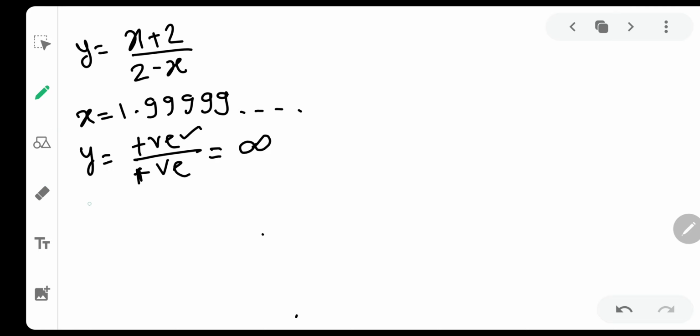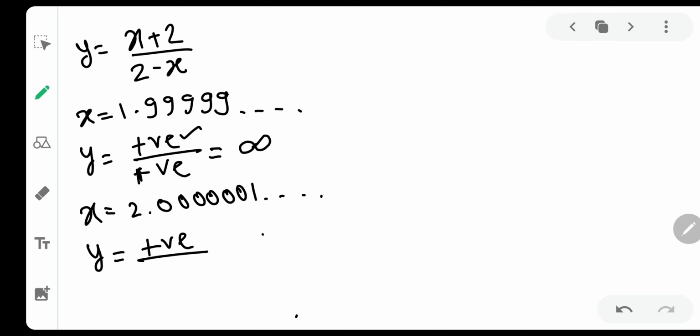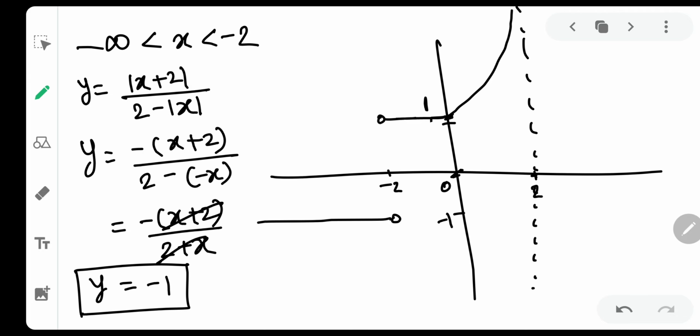So let us say that x is equal to 2.00001 dot dot dot, so what will be y? Definitely the numerator will be positive, but the denominator is coming out to be negative. 2 minus 2.00001 will be minus 0.00001 something, so negative. But the denominator is very close to 0, hence the answer will be minus infinity. So just after 2, the answer will be minus infinity. It is trying to reach minus infinity.